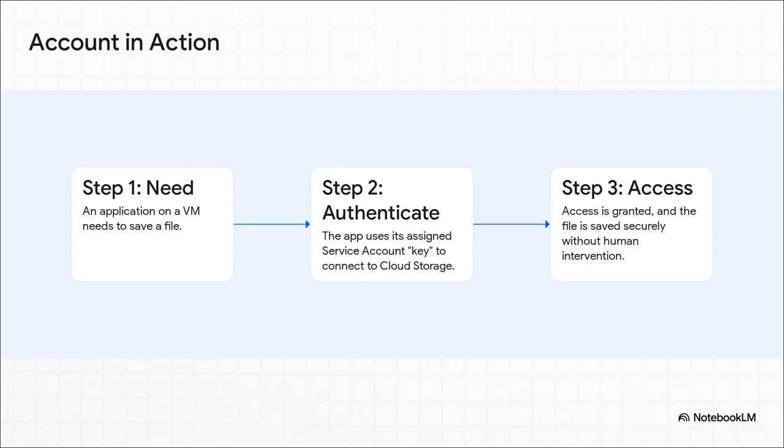Let's just walk through a quick story to see how this works. Imagine you have an app running on a virtual machine, and it needs to save a log file to cloud storage. Instead of a person having to log in and do that manually, the app uses its own service account identity. It presents its special key to cloud storage, proves who it is, and boom, if it has the right permissions, it's allowed to save the file. It's all secure, and it's all completely automated.